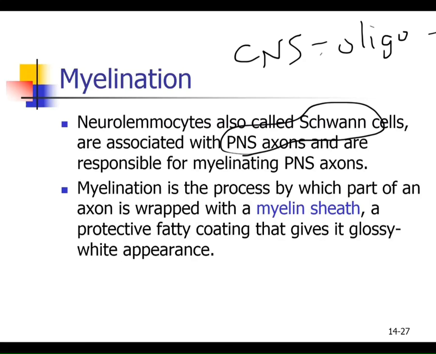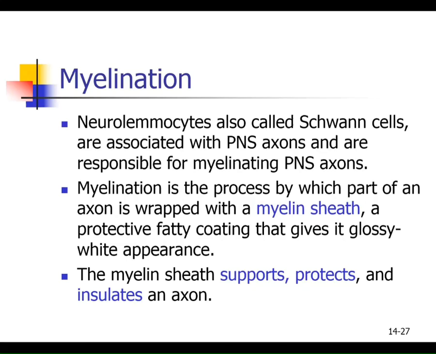So myelin is a glossy, white, protective protein made by these Schwann cells or the oligodendrocytes. It protects the axon, sort of like electrical tape. Not only is it providing structural support, but it's also keeping that electrical signal from dissipating as it travels down this very, very long axon. So it's going to insulate the electrical signal going down the axon.